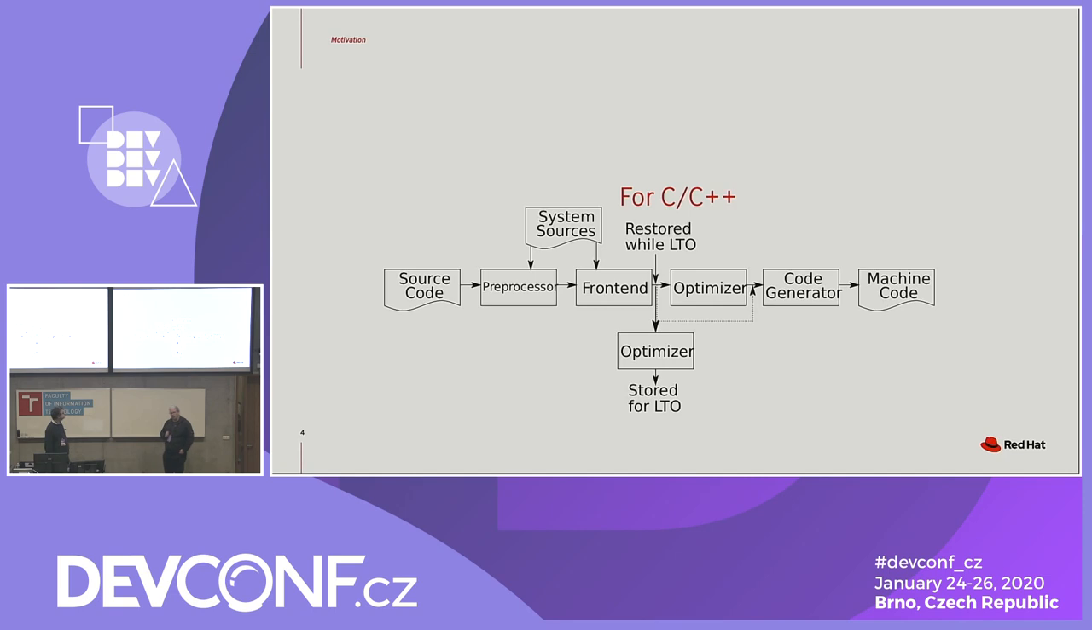It means that some of the system resources, which you see there at the top, don't necessarily have to come in textual form. They can come in some kind of binary form, which can speed up compilation significantly for large projects, specifically C++ projects.